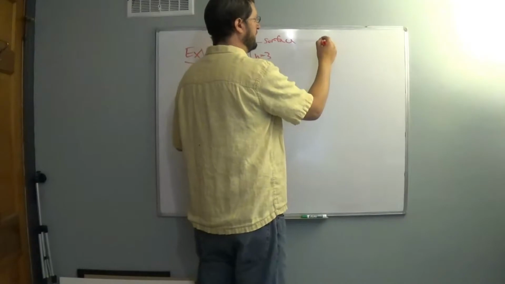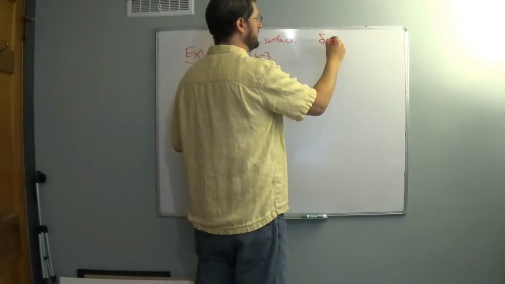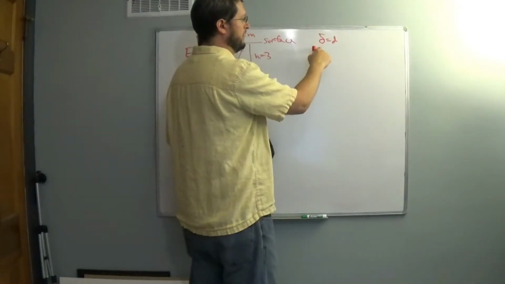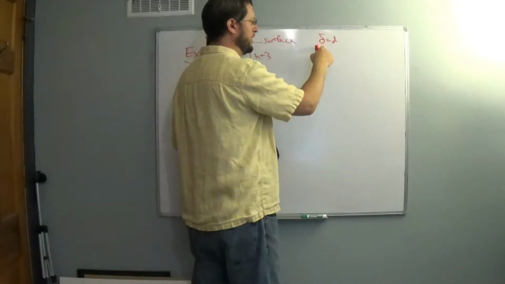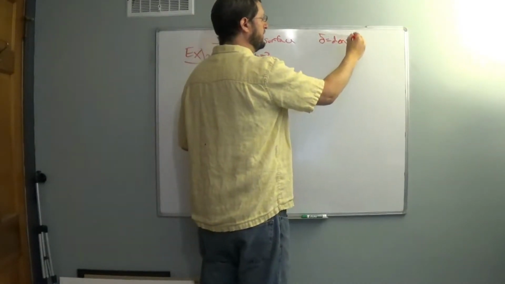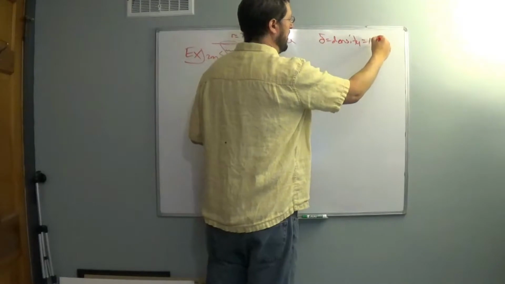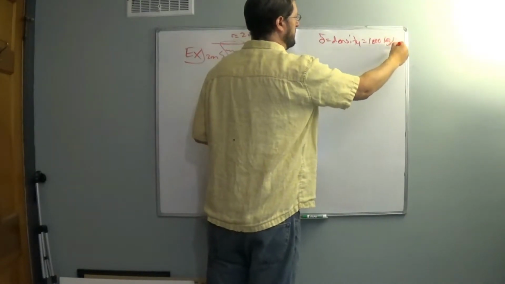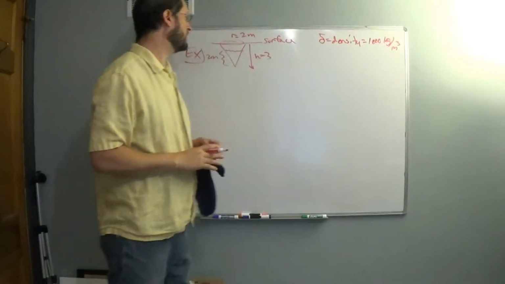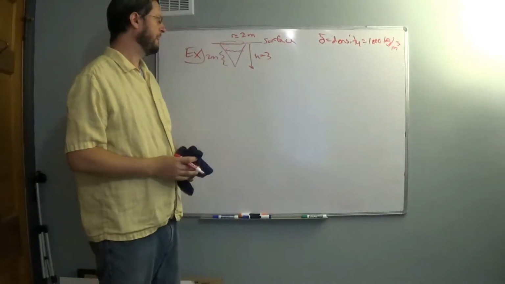Okay, so let's say that the density, that's a delta, lowercase delta for density. Let's say that this is water, so this is 1,000 kilograms per meter cubed. What is the work required to pump this water out of the tank?